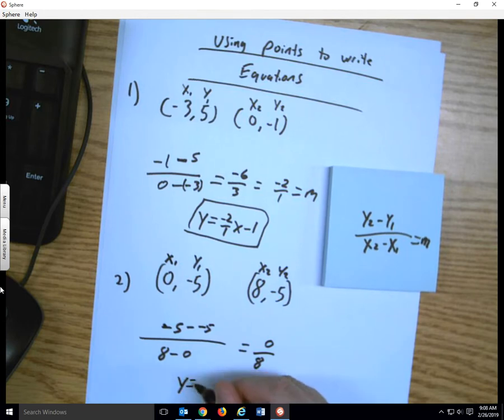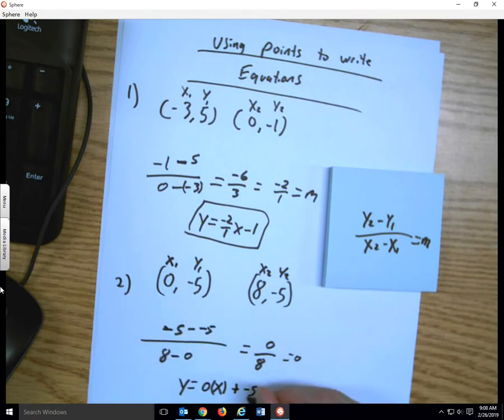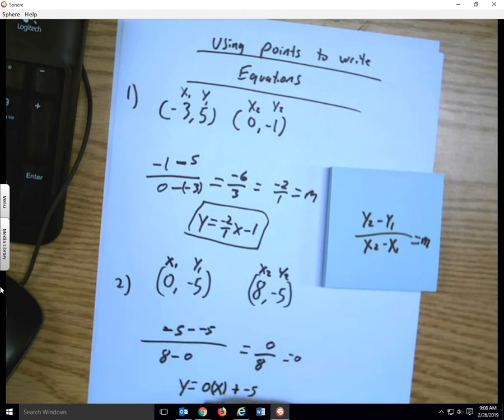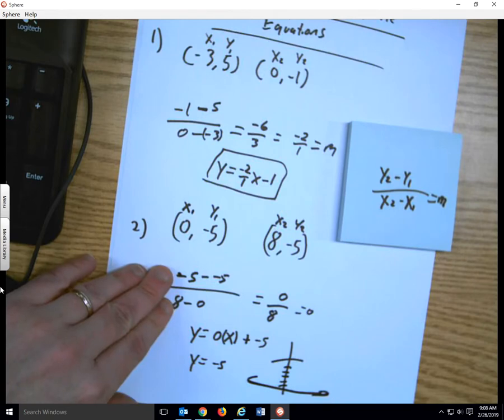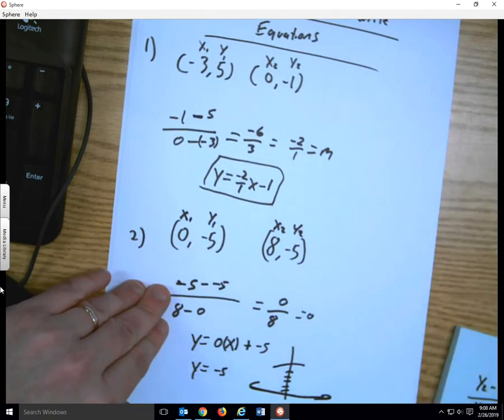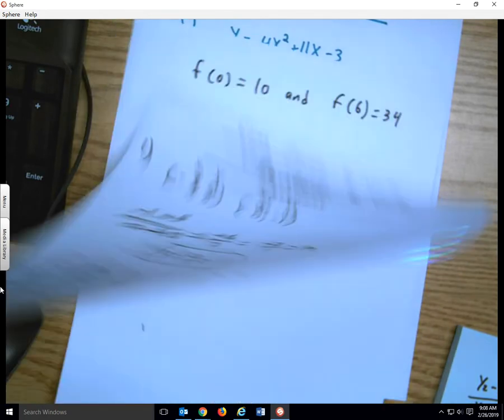Y equals, the m is 0, x plus, we know the b would be a negative 5. Y equals 0 times anything is 0, so y equals negative 5. We would graph that 1, 2, 3, 4, 5. It would just be a straight line through. Oh, can't see what I'm doing, sorry. Okay. Very good.